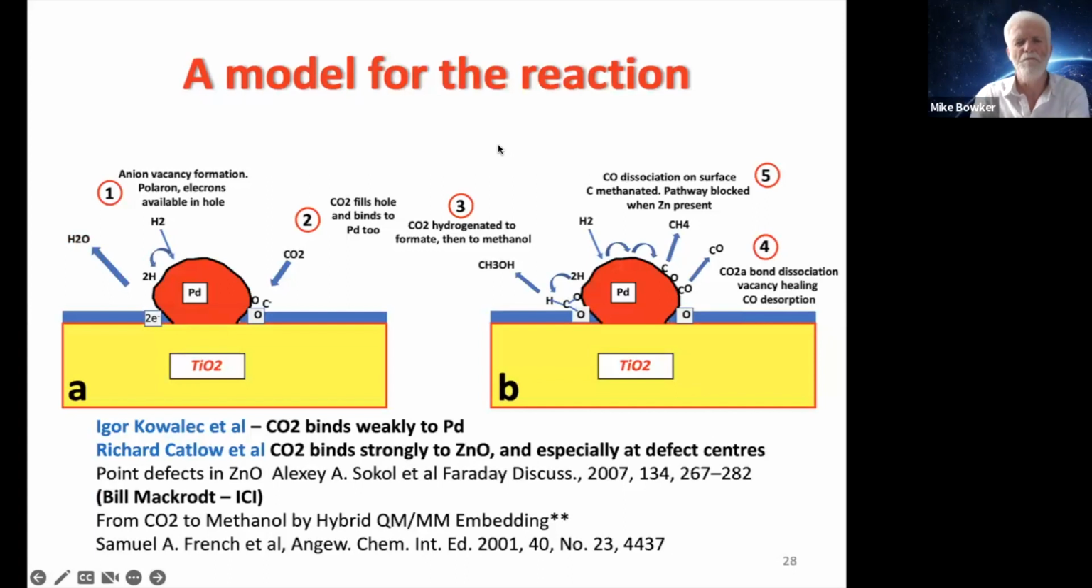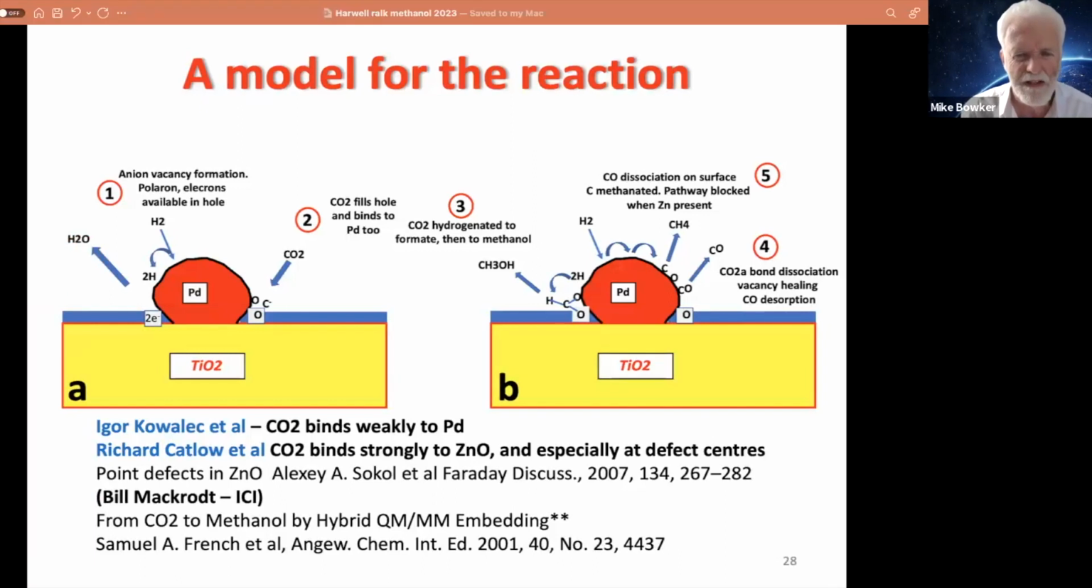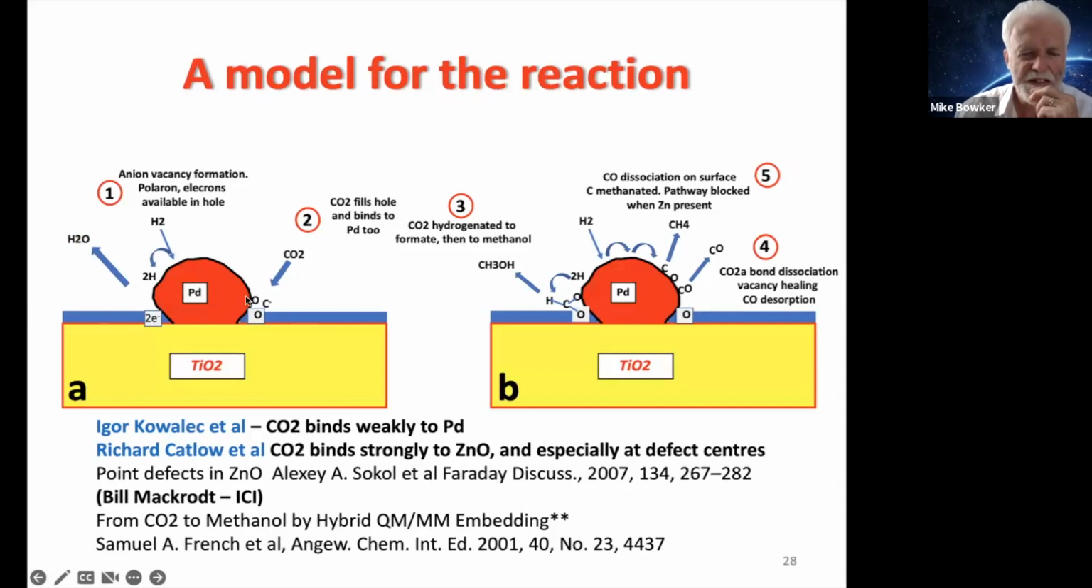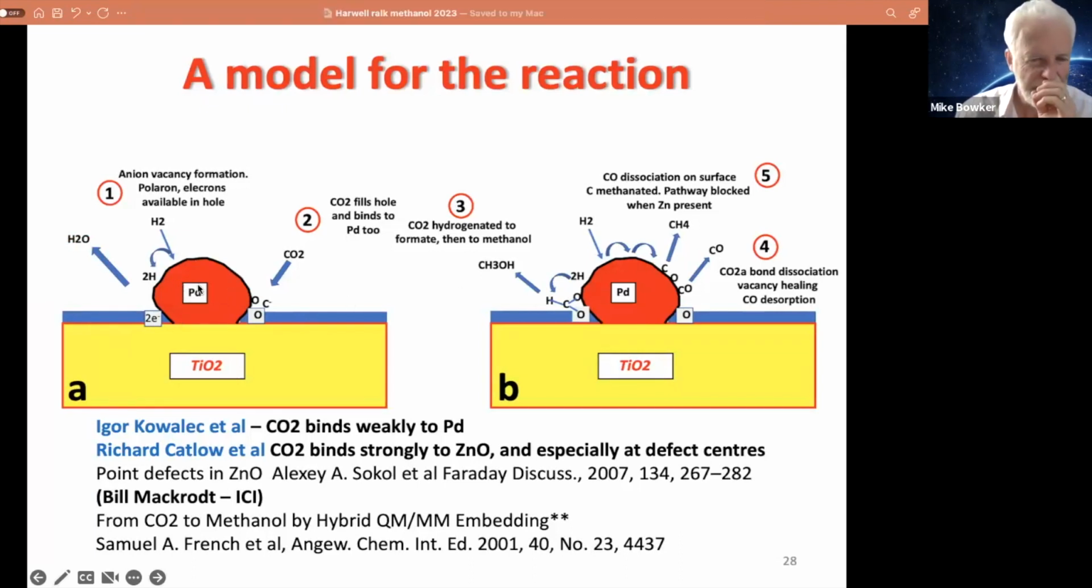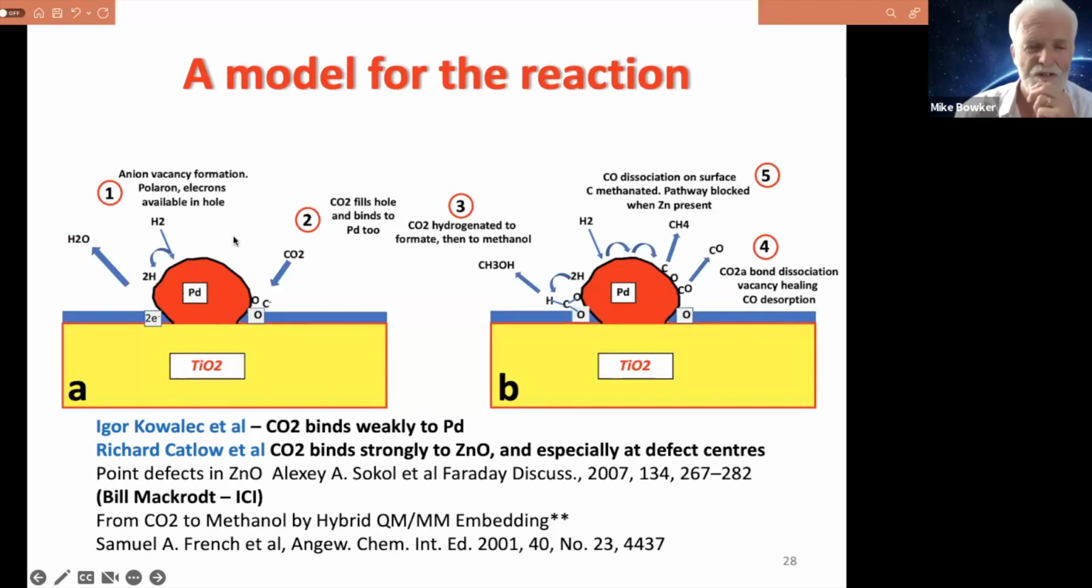So what's our model for this reaction? Now, this is quite complicated, but let me try and lead you through it. If we look at the left-hand side of this, here's a titania with a zinc oxide layer with palladium nanoparticles on top. I've not shown the zinc in here at the moment. I'll explain what the zinc does in a moment. A lot of people think that the role of the metal, including copper, is just as a hydrogen spillover agent. And I think I'm beginning to believe that's true.